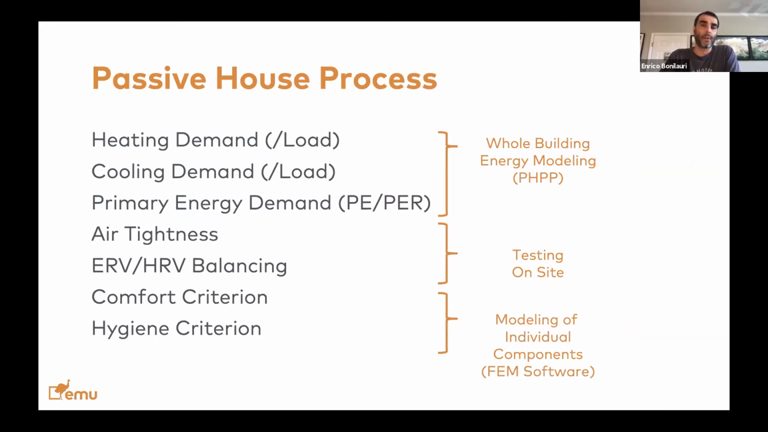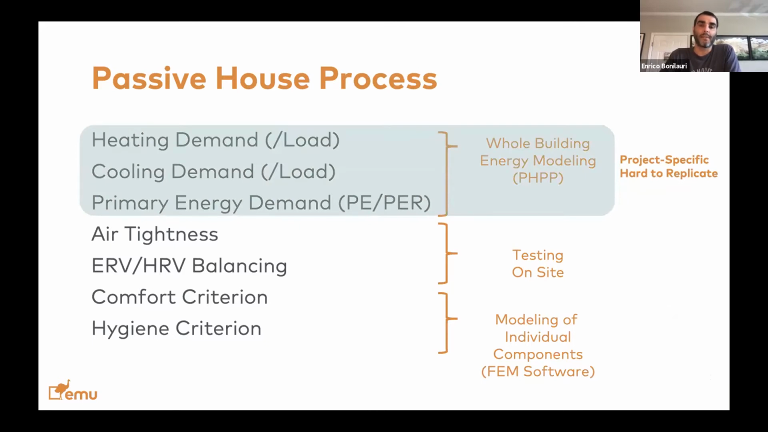And so of this process, part of that is project specific. Each project has its own design, orientation, site. So unless you have a very replicable design, for example the exact identical building repeated multiple times over a development, this part is hard to replicate. The testing is done on each individual building, so you cannot take the values for air tightness from one building and apply that to the next one. You need to test each individual building.